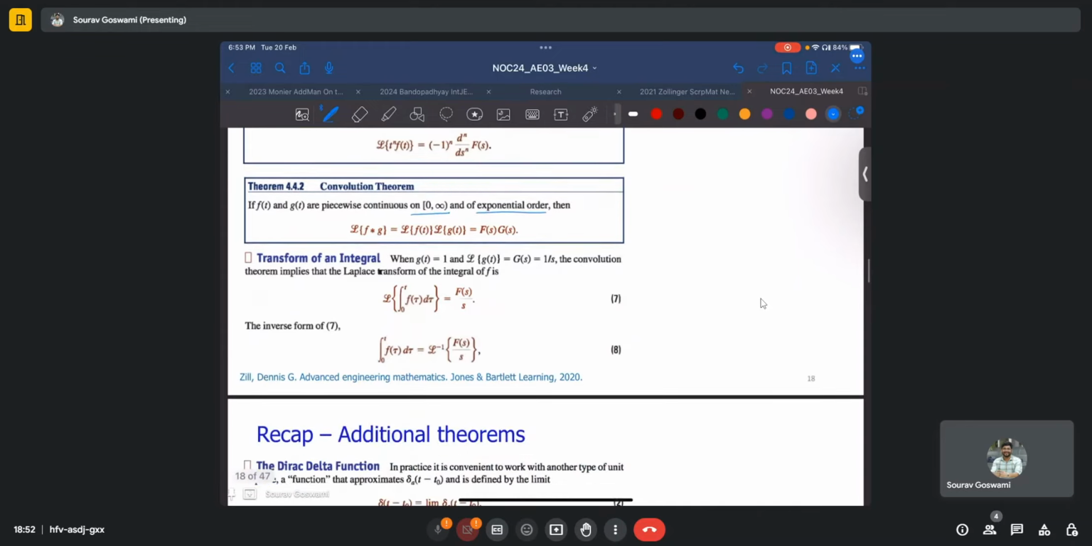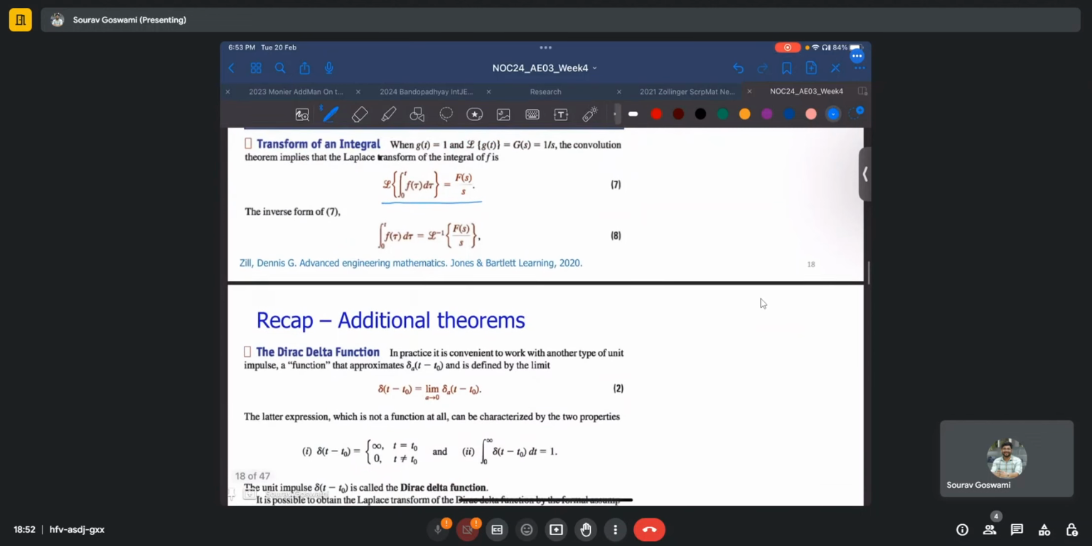Similarly, we also have Laplace transforms for integrals, just like we had them for derivatives. And it actually comes from the convolution theorem itself. The Laplace transform for the integral 0 to t of f of tau d tau equals capital F of s by s, and the Laplace inverse of F of s by s will actually be the integral 0 to t of f of tau d tau.